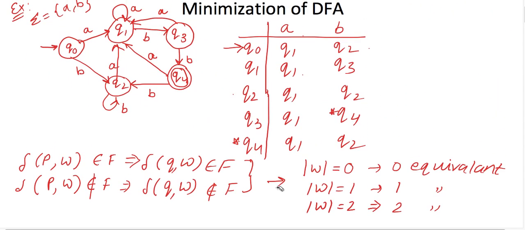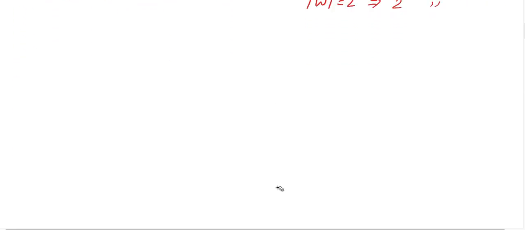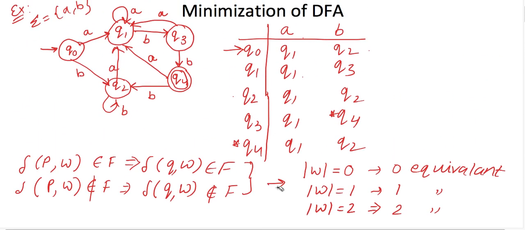I want this transition table to be on the side and space is not there, so what should I do? Let's remove this.